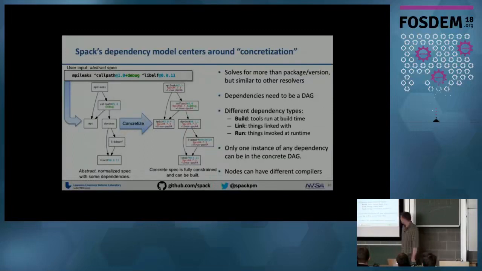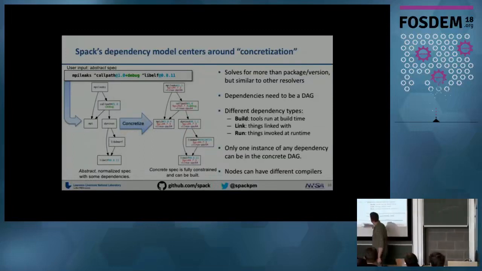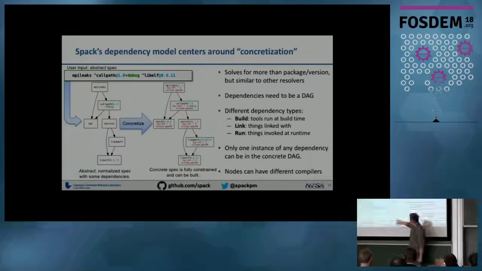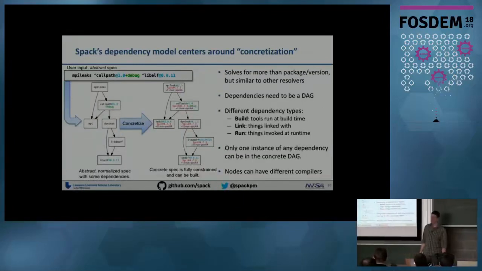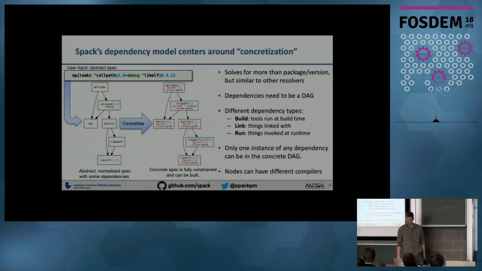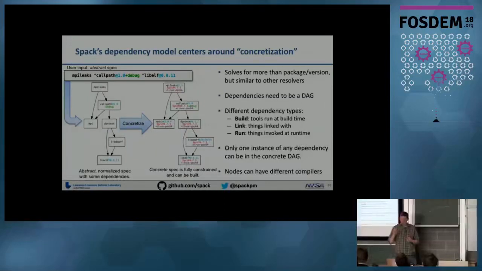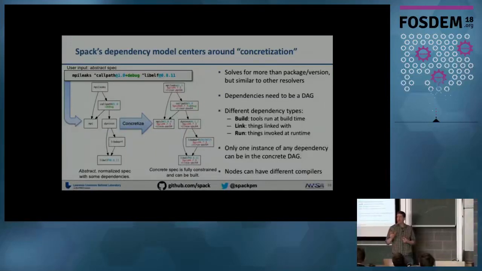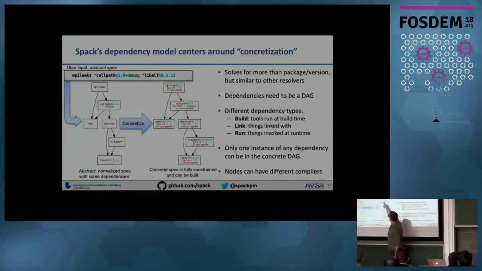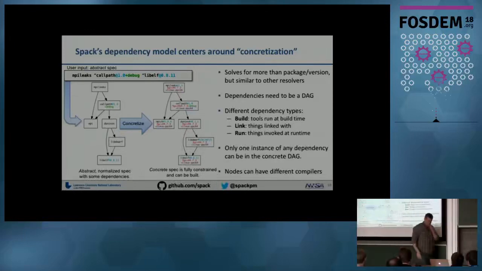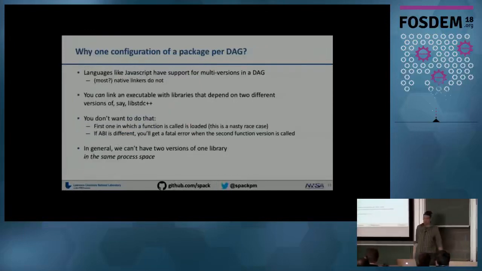The other thing here, and this will be important later, is that the nodes can have different compilers. Currently we're modeling the compiler as an attribute on the node, and I'll get into that later. The other constraint we impose is that we want only one instance of a particular package in a DAG. So if I do one build of an application, there can only be one call path library in here. That's imposed by the native language runtime.